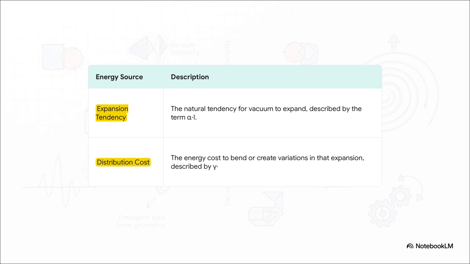First, there's the expansion tendency. All this means is that the vacuum naturally wants to expand. The more vacuum intensity you have in one spot, the more energy is there pushing it to grow. But there's a cost. That's the second part, the distribution cost. Think of this as the energy it takes to make the vacuum distribution lumpy or uneven. The universe then is in this constant tug of war, trying to balance these two things.